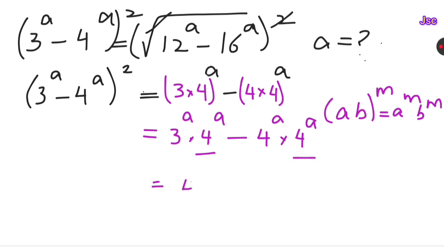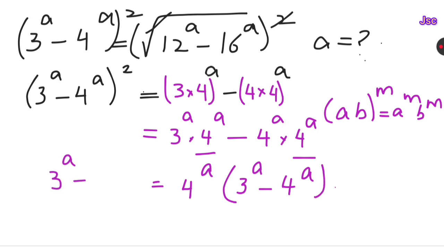Here 4 raised to the power of a is common. So let's take it out, leaving 3 raised to the power of a minus 4 raised to the power of a. On the left hand side we have (3 raised to the power of a minus 4 raised to the power of a) whole squared. Now observe that the expression 3 raised to the power of a minus 4 raised to the power of a appears on both sides. So these two are common. Let us consider 3 raised to the power of a minus 4 raised to the power of a as some variable k.